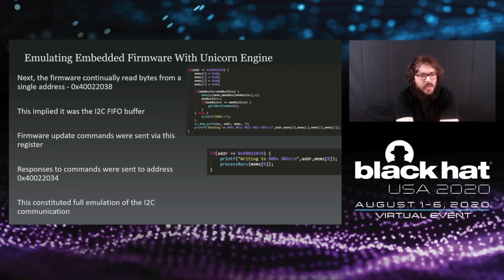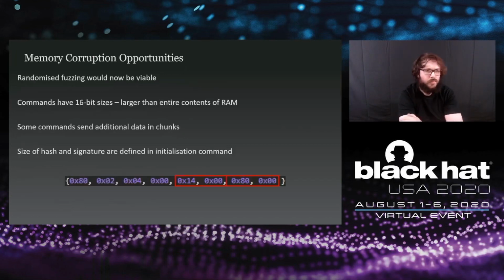I started sending firmware update commands via this register by hooking into Unicorn engine, and found that it would then start sending data on another address that was close in that area, and found that this was sending responses to my I2C messages as the bootloader would have. Because of this, I had full emulation of the I2C communication of the bootloader and could start fuzzing it as needed without having the potential of breaking my chip.